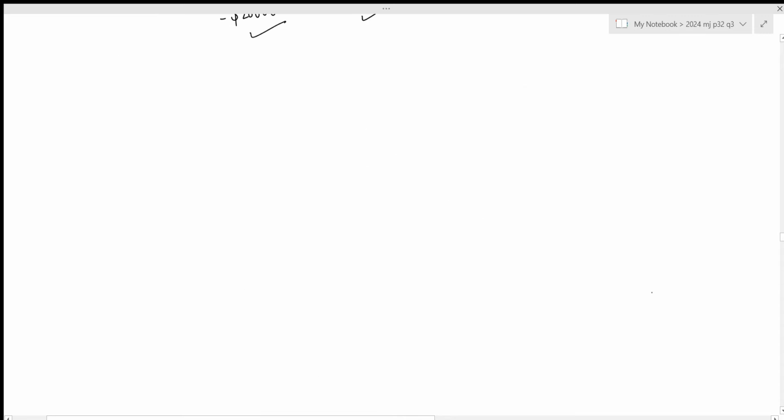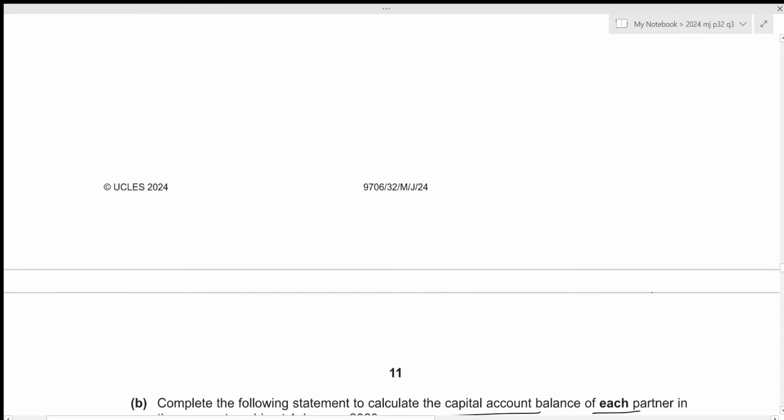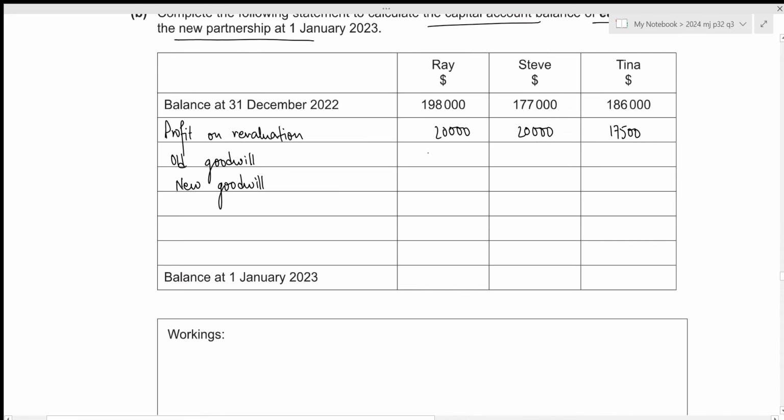Let's write it down. So for the old goodwill, Ray and Steve had 83,000 each, and Tina had 46,000. And that will be added. Now we will subtract the new goodwill. For the new goodwill, Ray and Steve had the value of 84,800 each, and Tina had the value of 42,400. Those are all of our adjustments.